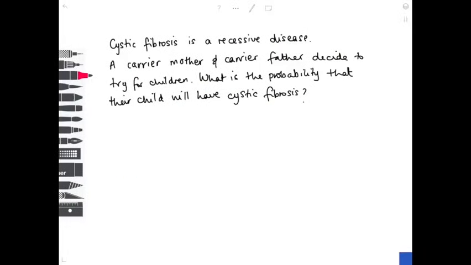Cystic fibrosis is a recessive disease. A carrier mother and a carrier father decide to try for children. What is the probability that their child will have cystic fibrosis? So it's recessive, which means to have the disease you need this genotype, small c small c. It doesn't matter what letter you use to assign, by the way, but I'm using C here because of cystic fibrosis. A carrier mother and a carrier father, that automatically tells me that this is their genotype, and you must learn that they're effectively heterozygous if they are carriers. So we've worked out their genotypes, so we're ready to do the genetic cross by writing mother and father at the top again.